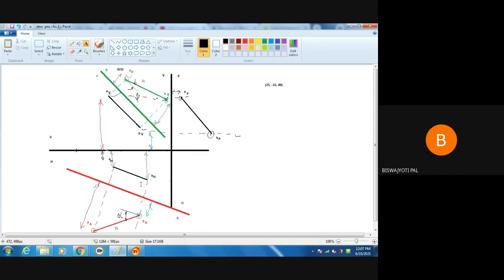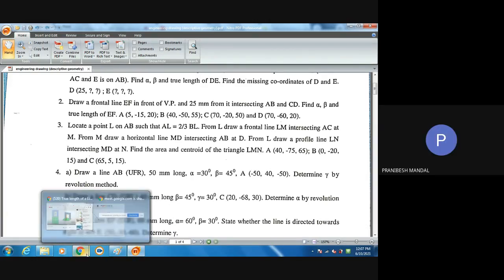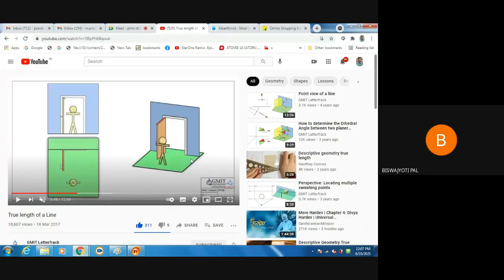So it will be parallel, right? Yes, the reason it will be parallel is not the 25 millimeter distance, the reason is that it is a frontal line. So frontal line means what? Frontal line means it is parallel to the vertical plane, isn't it? Yes. Just like this hand of this guy is parallel to the vertical plane, right? Yes. Actually the total guy is parallel to the vertical plane. So how does it look? It will be parallel to this particular partition line and it will be 25 millimeter away. Yes or no? Is it understood? Yes, sir.